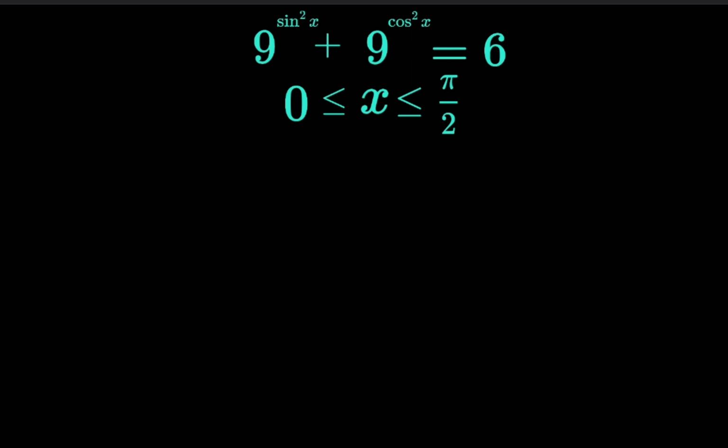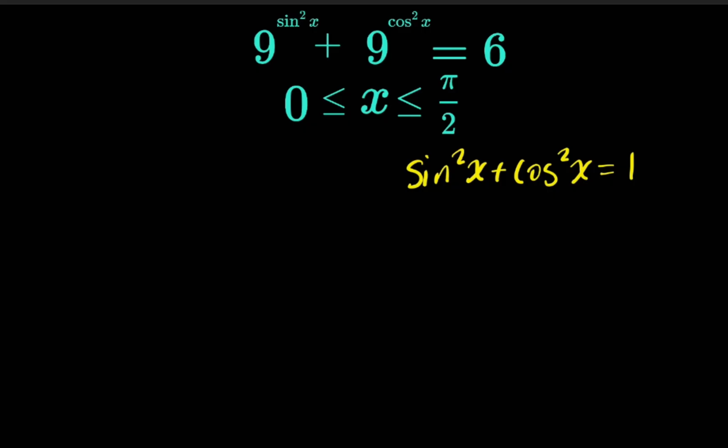Today we're going to be solving the equation 9 to the power of sine squared x plus 9 to the power of cos squared x equals 6. And we're only looking for solutions within the domain 0 and pi over 2.